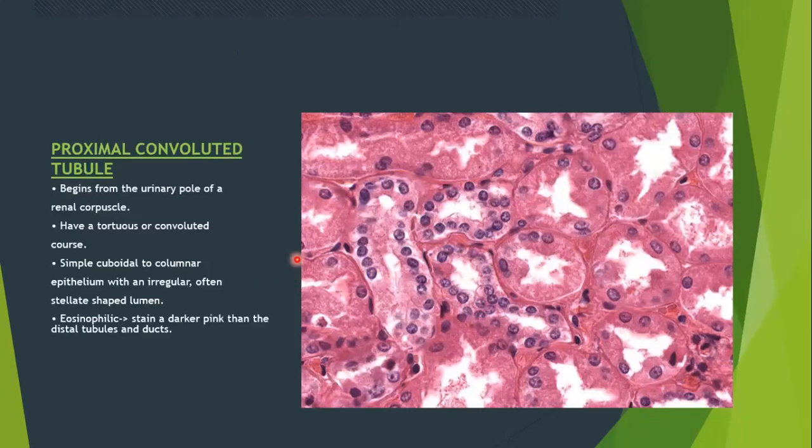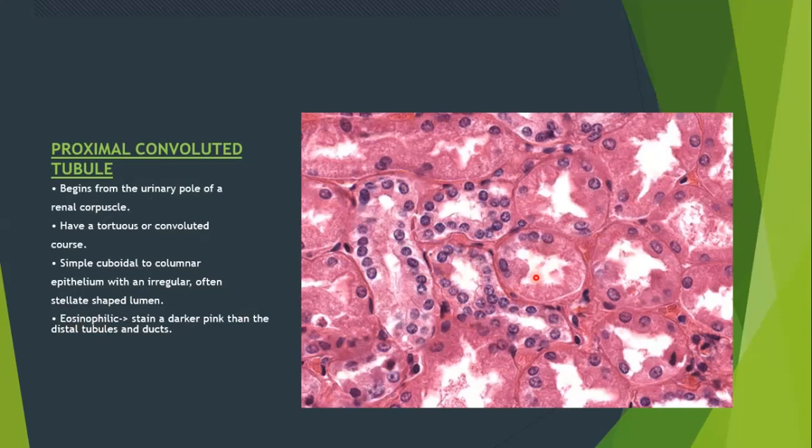So let's start with the proximal convoluted tubule. It usually begins at the urinary pole of the renal corpuscle. They have a tortuous or convoluted course, lined by simple cuboidal to columnar epithelium with an irregular or often star-shaped lumen. Also, they stain darker than the distal convoluted tubule and ducts using eosin stain, so they are eosinophilic.